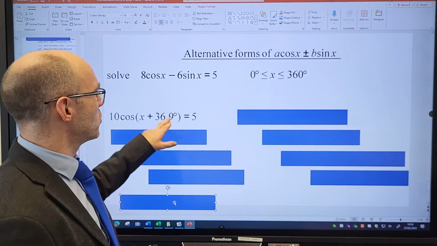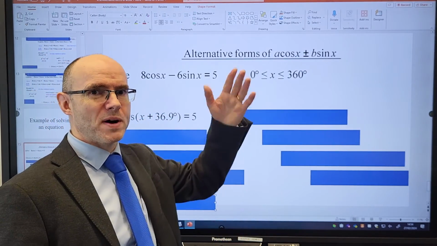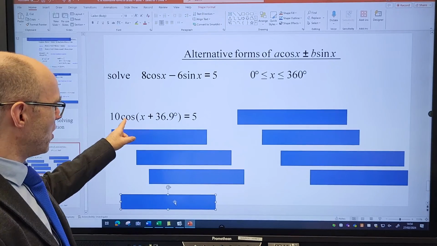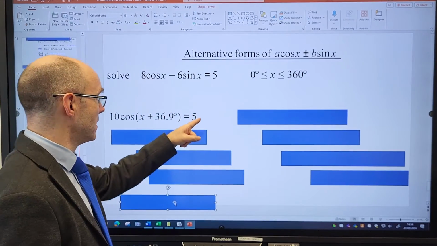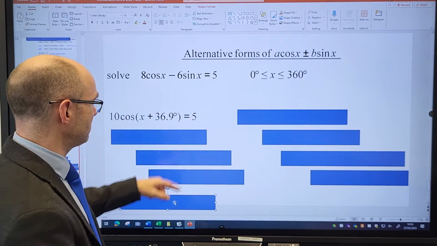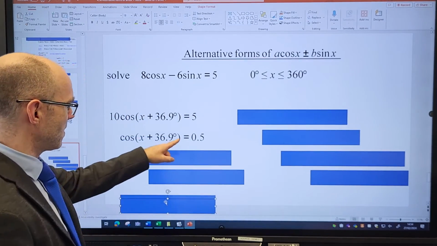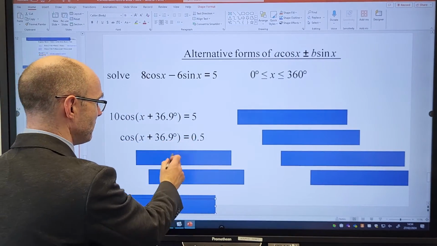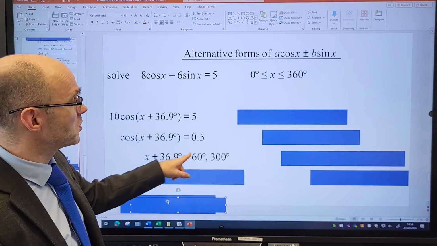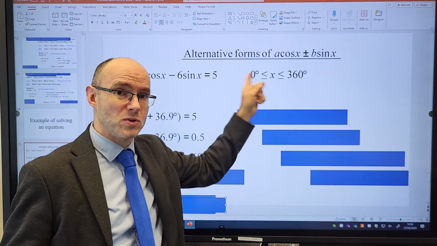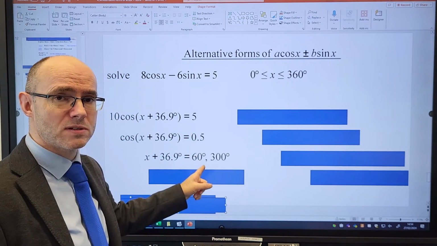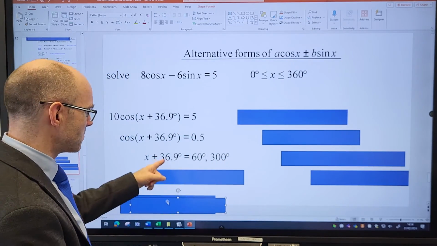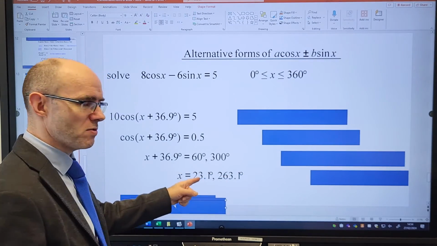Work through that just to make sure that you're happy with it, or just go back to the example where I showed it. Earlier we had it as 10 cos x plus 36.9 equals 5. You can solve that. Divide by 10. Inverse cosine of 0.5. You get two possible answers in the interval that you need. So inverse cosine of half is 60 degrees or 300 degrees. Subtract 36.9 from both of those, and get your answers.